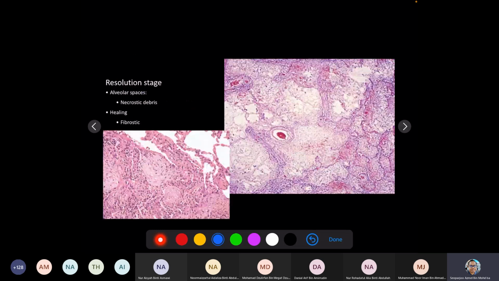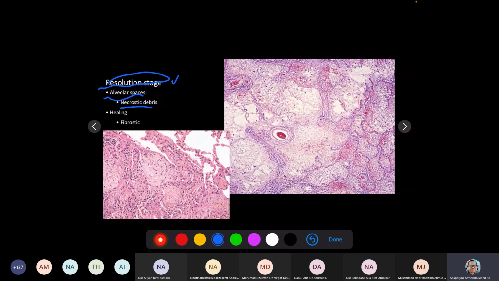And the last stage is the resolution stage. If this patient is able to survive after an intense course of antibiotics, the lungs will heal or go towards healing. This is what we call the resolution stage. Within the alveolar spaces, after all of the infection is settled, these immune cells will be triggered to become necrotic by themselves or become apoptotic. So all that is left is just necrotic debris within the alveolar spaces.